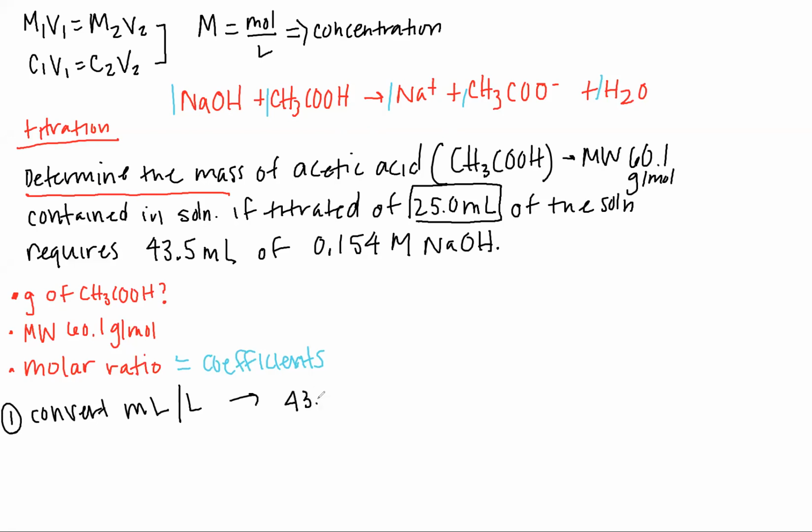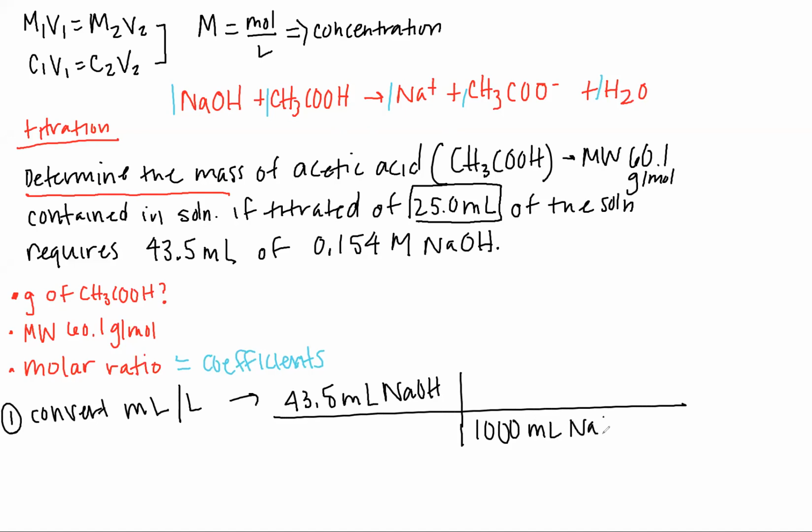You'll have 43.5 milliliters of NaOH over 1,000 milliliters of NaOH for every 1 liter of NaOH. So now we've successfully gone from milliliters to liters, and we are left with 0.435 liters of NaOH. Okay, this could be easy. You don't even need to show the step if you know you can move the 3 zeros. Okay, so now that we've converted milliliters to liters, we're going to go ahead and start with the rest of the dimensional analysis.